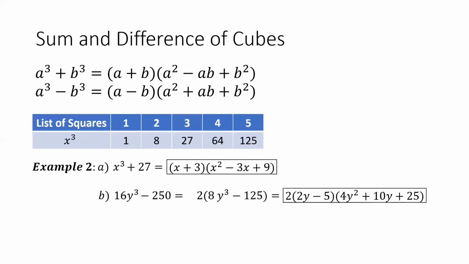I will get 2. I got to bring my 2 over from the first step. I'm going to use my second formula. And I just fill in my a's and my b's. So 2y minus 5 times 2y squared, but make sure you put parentheses around that 2y. So that would actually be 2y times 2y, which gets me 4y squared, plus a times b. So my a was 2y, my b was 5, I get 10y. And then b squared is going to be 5 times 5, or 25.